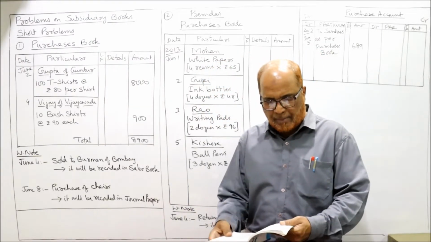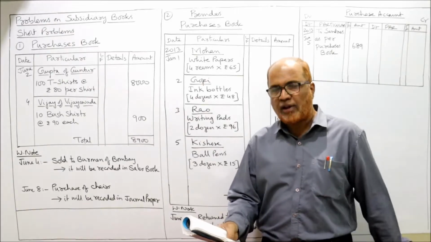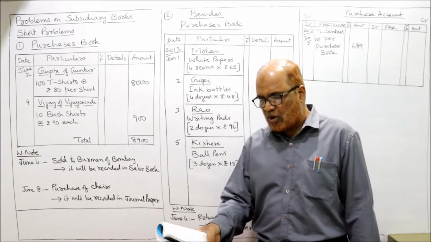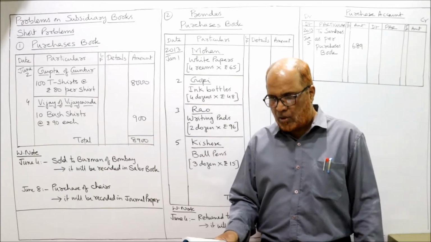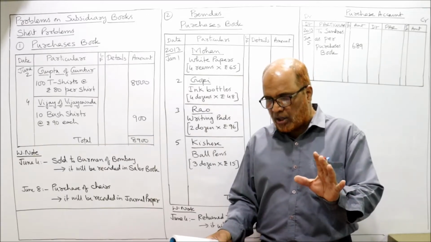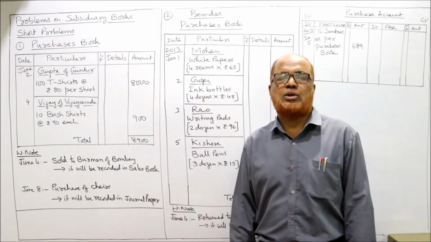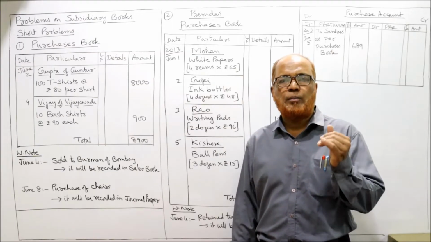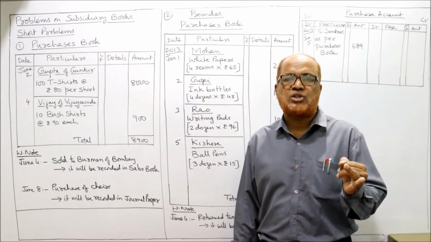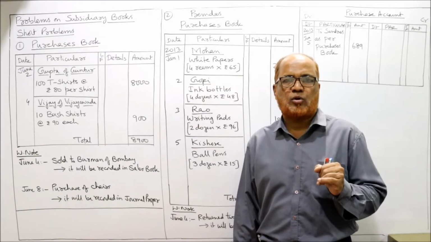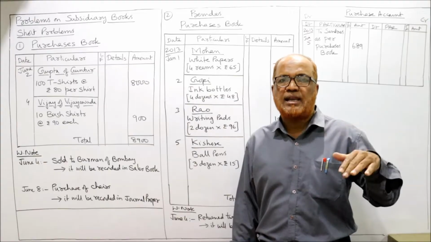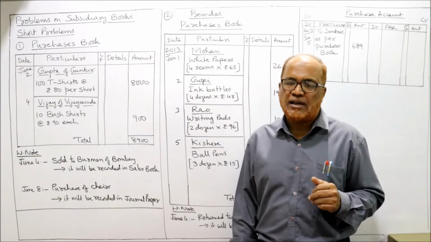Now, the second problem I am reading out. Enter the following transaction in the purchases book of Prem Das. The name of the proprietor, Prem Das. Only purchase book. And also show the purchases account. So in this problem, we have to make the purchases book and purchases account. Purchases book is a subsidiary book. Purchase account is a ledger account.